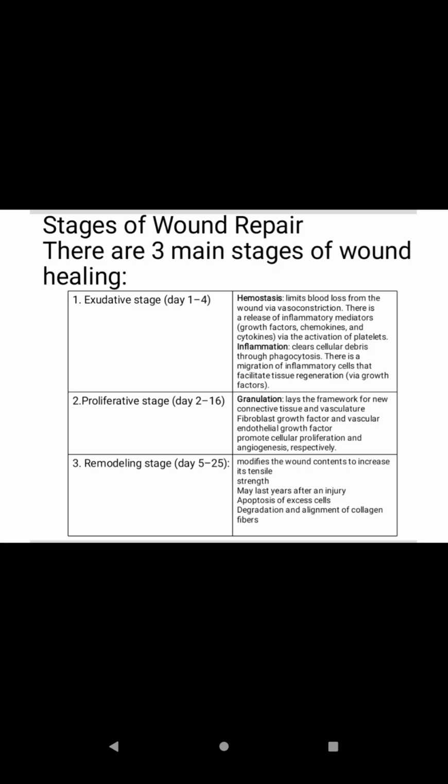Fibroblast growth factors help in promoting cellular proliferation, while vascular endothelial growth factors help to promote angiogenesis. Now for remodeling, it modifies the wound content to increase its tensile strength. It may last for years after an injury. Apoptosis of excess cells occurs. There is also the degradation and alignment of collagen fibers.